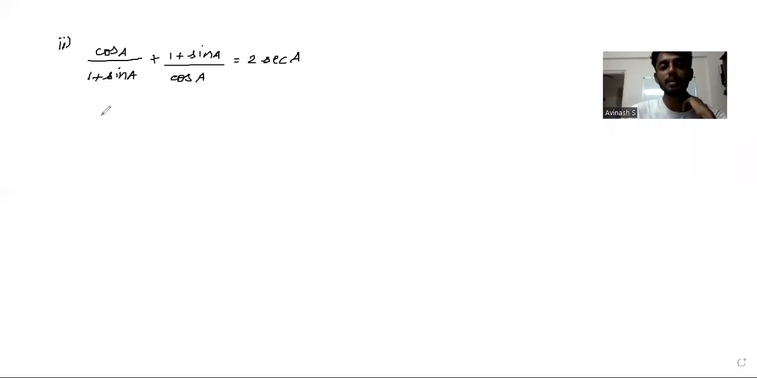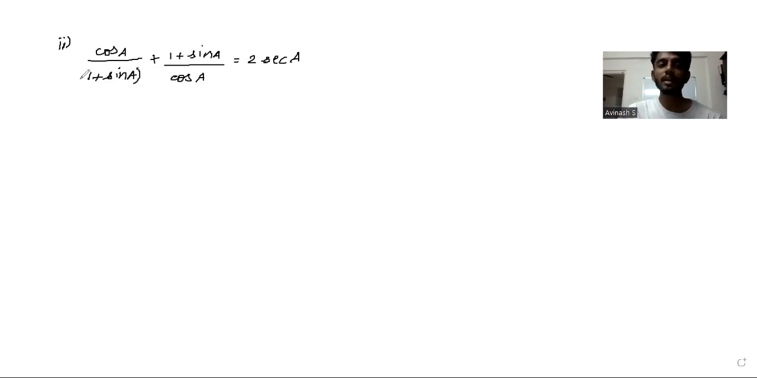Let us look at the second subdivision, how to do it. Now, it's very clear that the question is given only in terms of sine and cos on the left hand side. So one part of our work is done. They have already given it in sine and cos. So we can directly take the LCM.